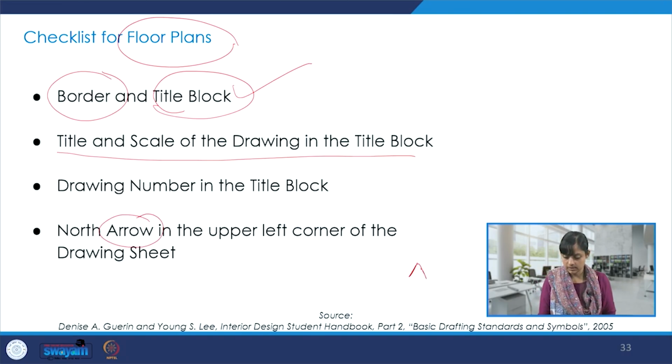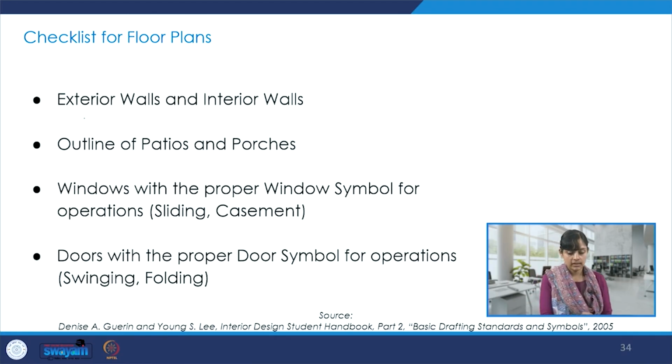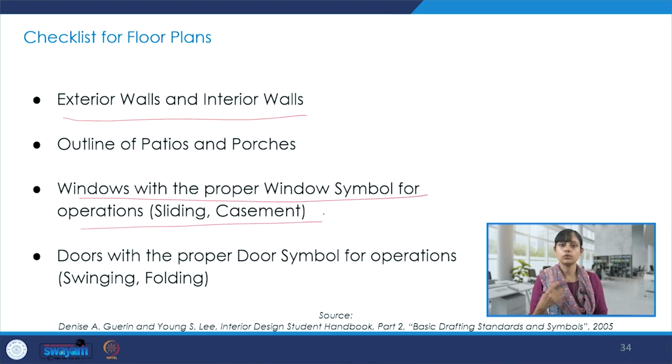If I just put an arrow like this and then write north at the bottom of the sheet or upper left corner of the sheet, it will help understand the site orientation. Then the exterior walls and interior walls, outline of porches, patios, and whether we have given the window schedule or not, door schedule or not, whether the proper symbol is marked or not, whether we have highlighted through symbols, the symbols that we just saw a while ago, whether it's sliding or casement, or the door is swinging or folding or pocket or sliding, all those kinds.